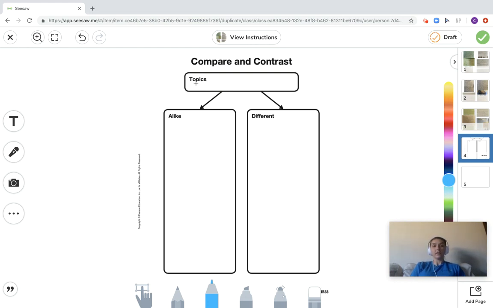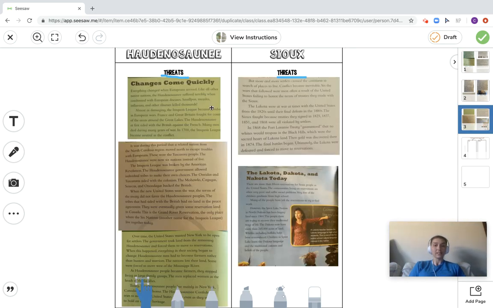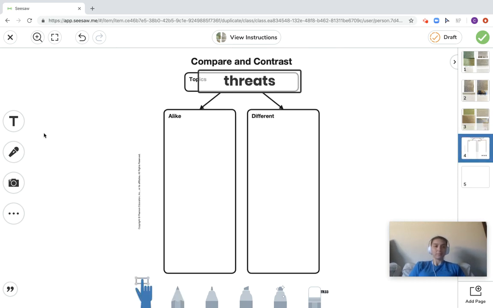Okay. On the topic up here, you can type in threats. So that way I know what your topic is. So it can either be threats, community life, or religious or spiritual practices. So that should be your topic. That's your heading. And then here on the left side, how are they similar? Very specific. And how are they different? And how are you getting that information? It's by going back to the text and reading it. You don't have to cite the page number, just say the explicit fact.